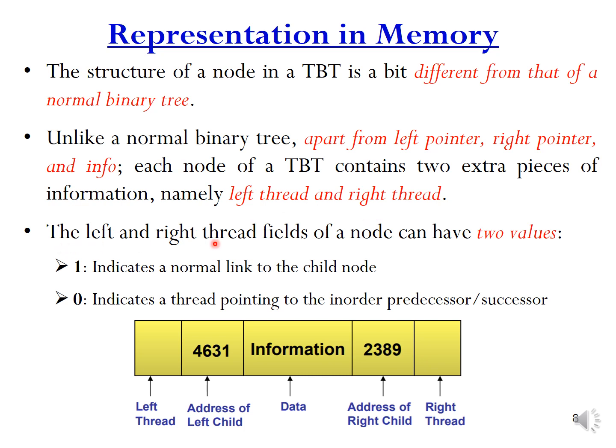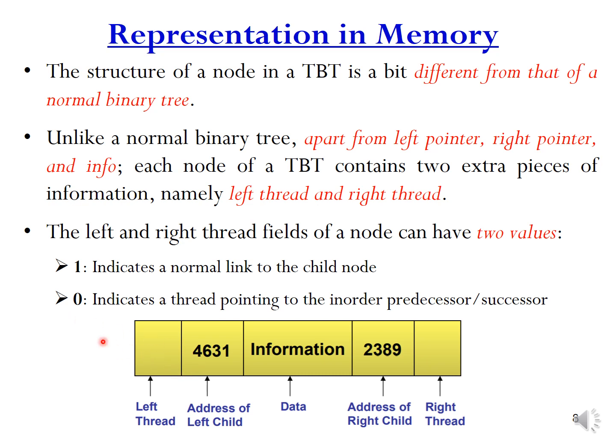The left and right thread fields of a node can have two values. If it is one, it indicates a normal link to the child node. If it is zero, it indicates a thread pointing to the in-order predecessor or successor, or a thread that will point to its ancestor.